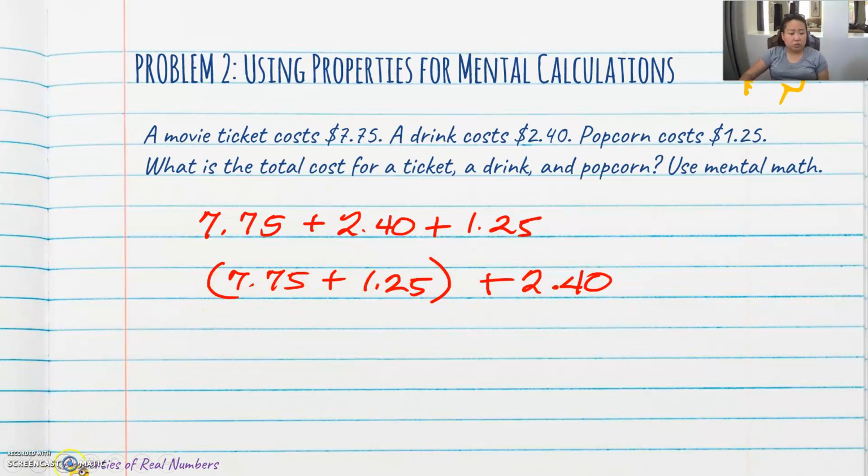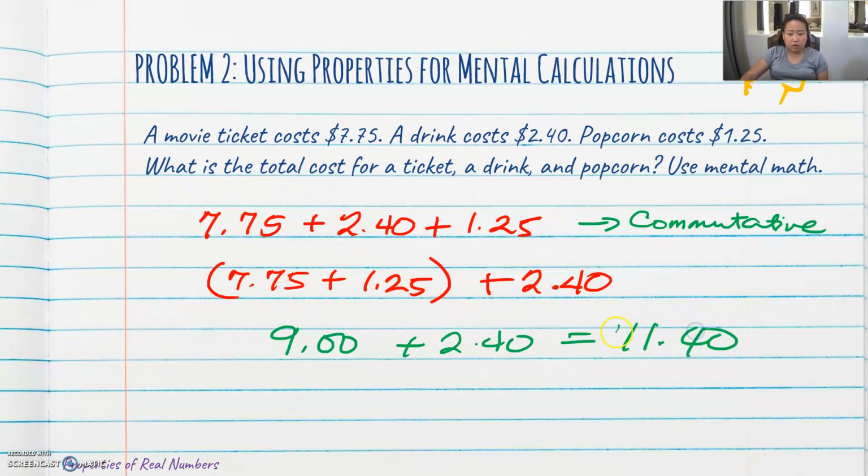So what did we use with changing 7.75 and 1.25? 1.25 went over here on this side, so you used the commutative property, okay? And with that, you're able to get this amount, and this is going to be $9, okay? And you have to add $2.40, and so you know that this is going to cost a total of $11.40. So by using the commutative property, you are able to easily get the sum of two numbers in here, okay?